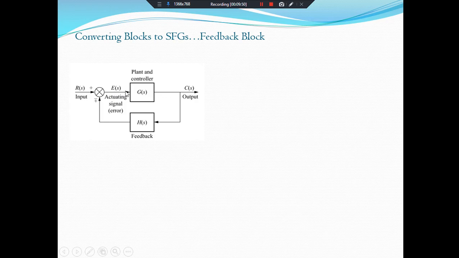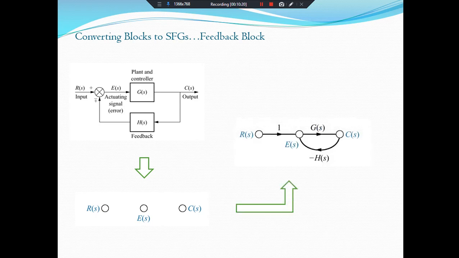Now we will interconnect these nodes by a branch, and the direction of the flow of the signal will be represented by the direction of the arrow, and these nodes will be interconnected by putting the gains of the branch. Yes, these are the nodes R of S, E of S, C of S. These nodes represent the signals, and now we will draw it complete.